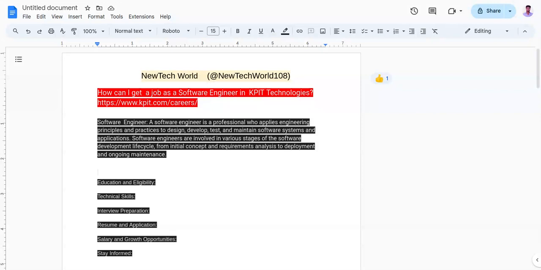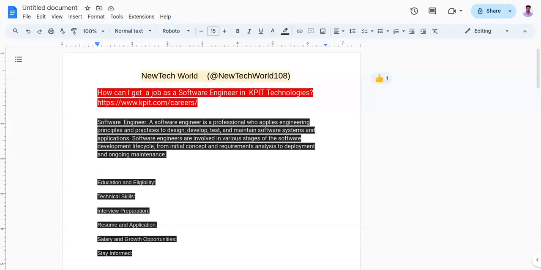Now, talking about the salaries and growth opportunities. As a fresher, the average salary at KPIT ranges between 3 to 5 or 6 LPA, depending on your skills and performance during the interview process. KPIT offers competitive compensation packages and opportunities for growth and development. The company provides training programs, mentorships, and exposure to cutting-edge technologies to help you grow professionally.